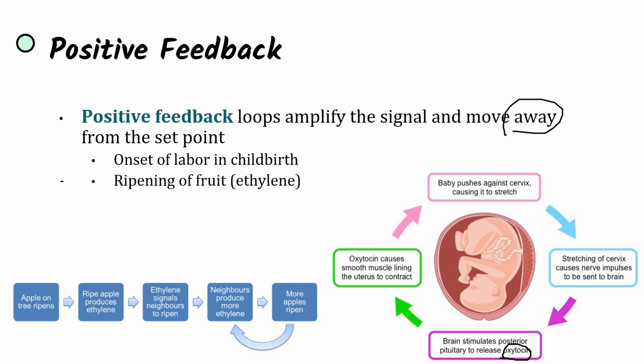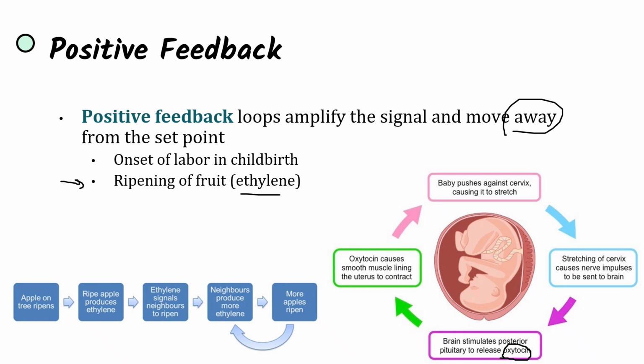Additionally, there's the ripening of fruit using ethylene. When an apple on the tree ripens, it produces ethylene, which signals to the neighbors that they should ripen too. And so the neighbors produce ethylene, and then more apples ripen. And as more apples ripen, they produce ethylene, which causes the neighbors to ripen and produce ethylene. So essentially, there's this whole cycle of ethylene causing ripening over and over again, affecting all of the neighbors in that tree.